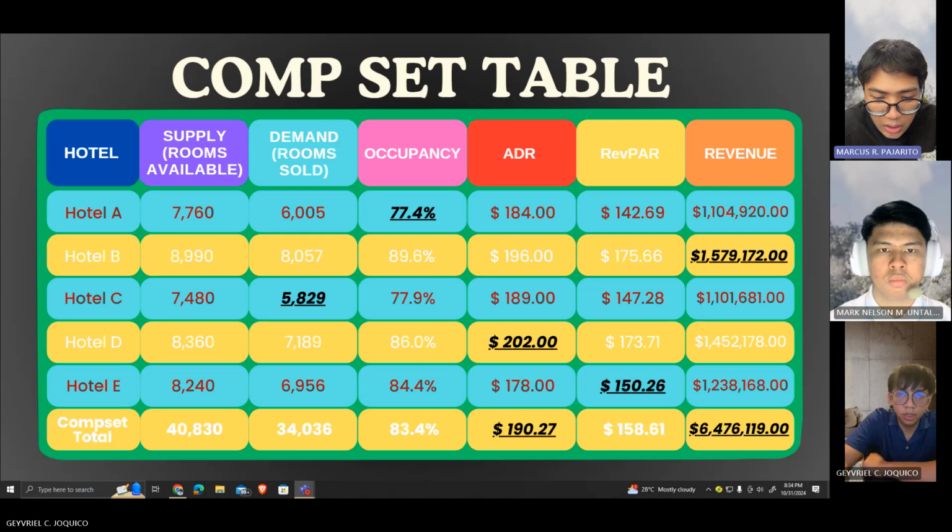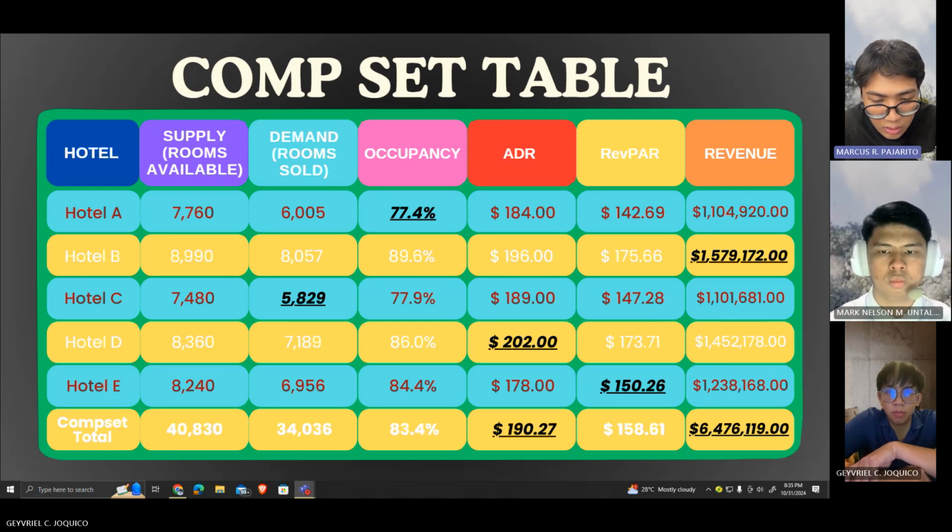Comset total ADR. The ADR for the competitive set is determined by dividing total revenue, 6,476,119, by total rooms sold, 34,036, giving a Comset ADR of $190.